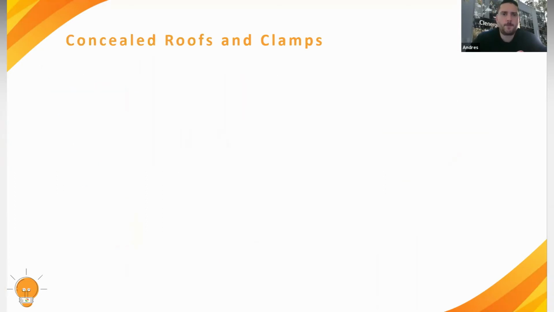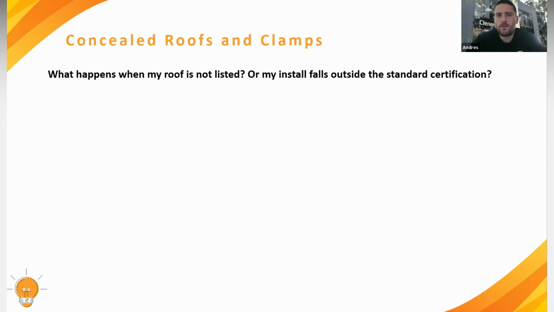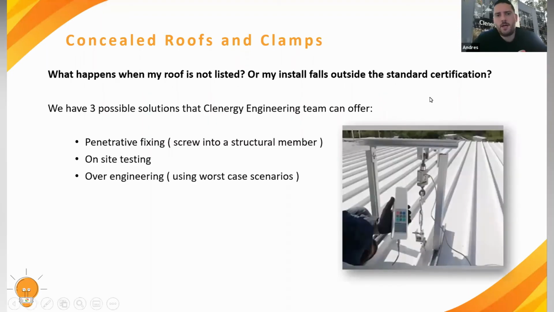Okay, moving on. What happens when my roof is not listed, or when my installation falls outside the standard certification? We have several options here. The first one would be a penetrative fixing. So discard the non-penetrative interface and then try to locate purlins, battens, or rafters. The second option would be on-site testing.